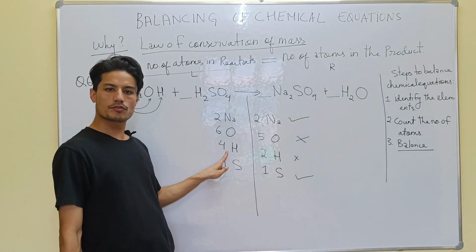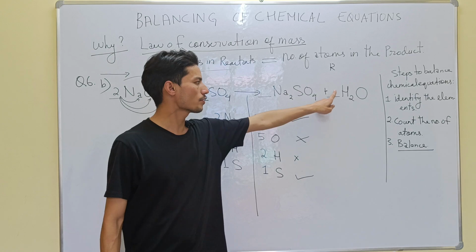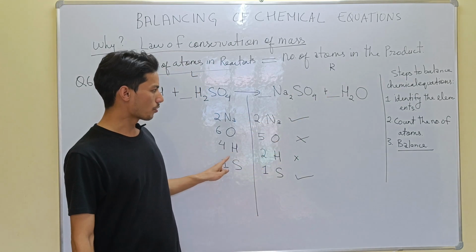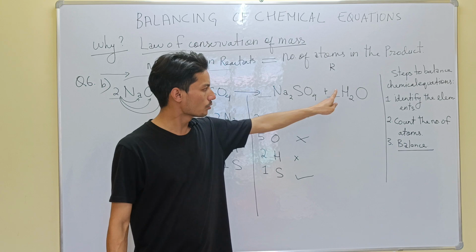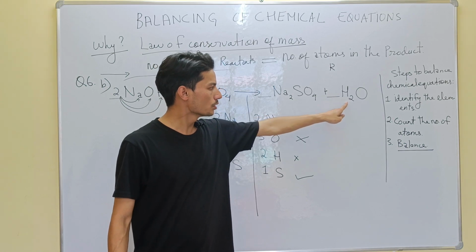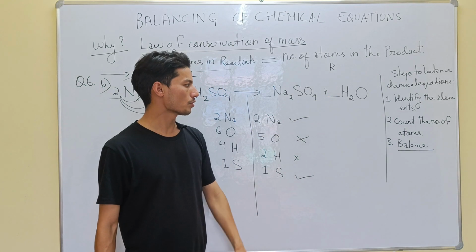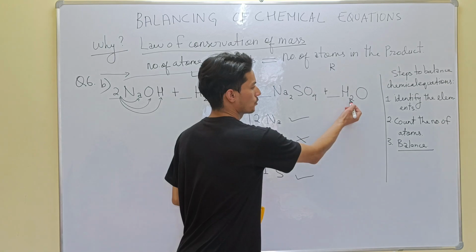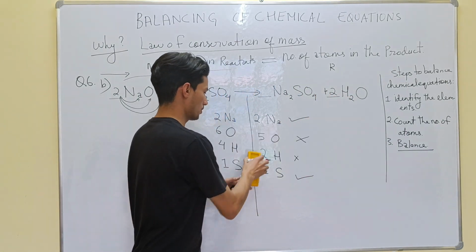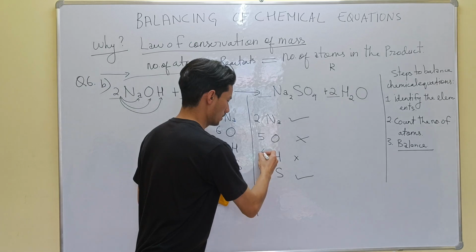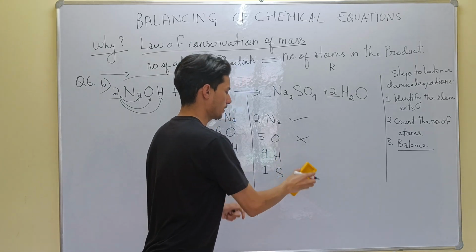So the number is 4. We have 2 hydrogen here. Hydrogen is found here. So I have to make it 4. So what number do I write here so that on multiplying with these 2, the number will become 4? So we already have 2 here. So 2 times 2, you have to write 2 here. 2 times 2 becomes 4. So now the number becomes 4. So hydrogen is now finally balanced.